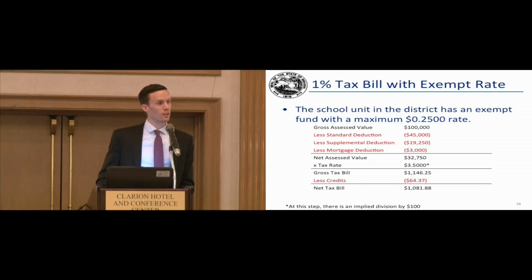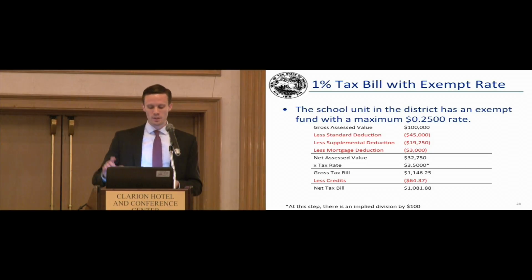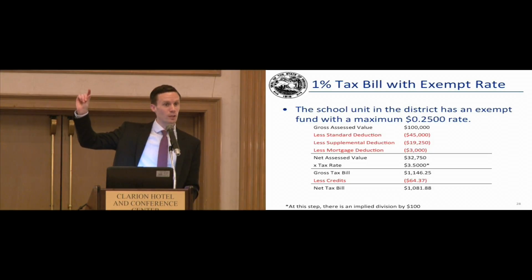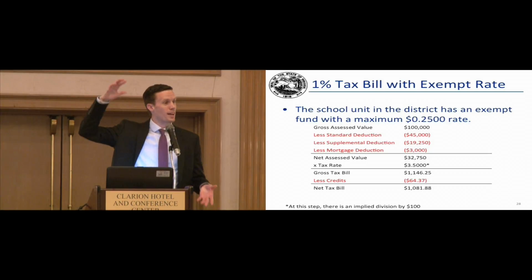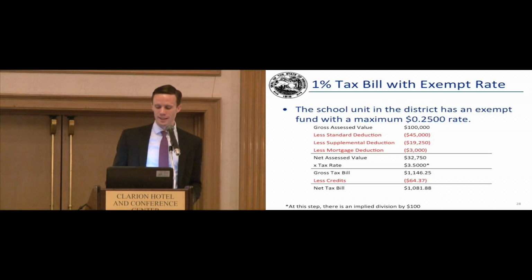So now if we wanted to go back and look at the Smith's tax bill, thinking about it in terms of this 25-cent exempt rate, we now have a lower circuit breaker credit. We also have a higher maximum tax bill, and as it turns out in this case, the taxpayer is paying the maximum tax bill, so they're going to owe throughout the course of the year $1,081.88.